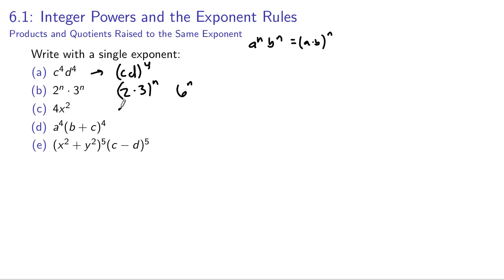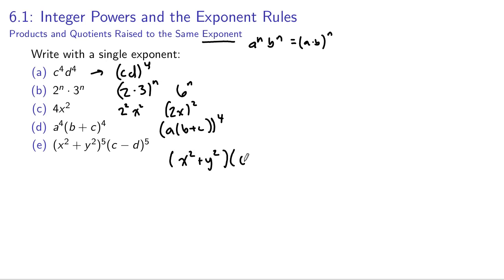Next, 4 times x squared. Here we need to think about 4 as a power. 4 is 2 squared. We want to make it the same power so we can use the same exponent rule: 2 times x all squared. Here we have something to the 4th, something else to the 4th. So we have a times b plus c, all of this to the 4th power. And again, different insides but same power, so we can write x squared plus y squared times c minus d, and then all of that to the 5th power.